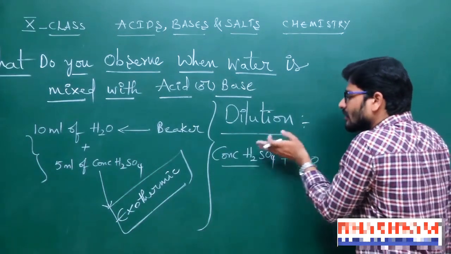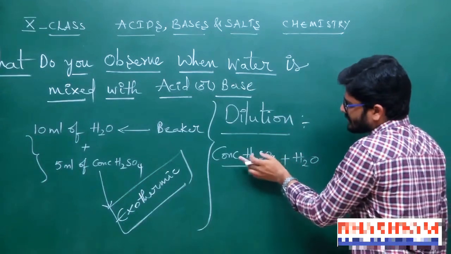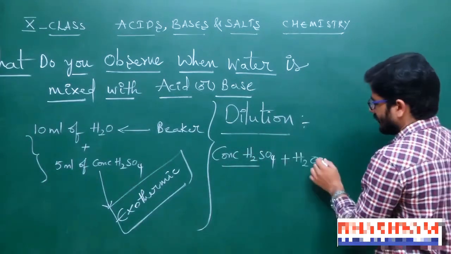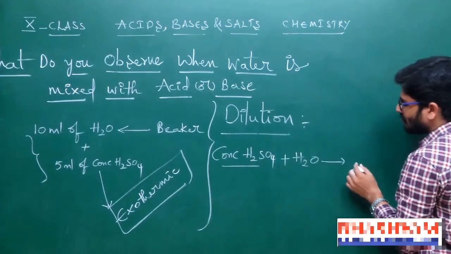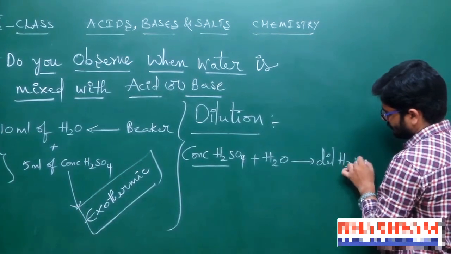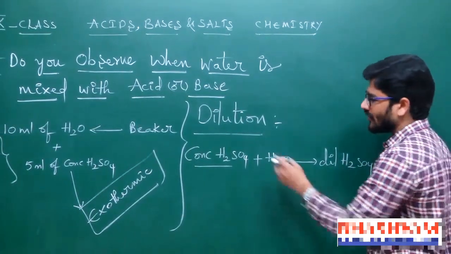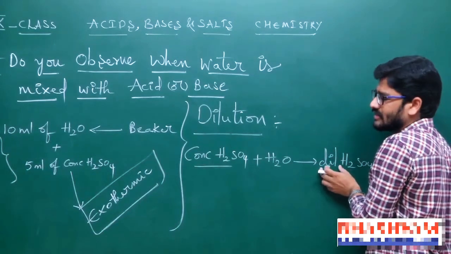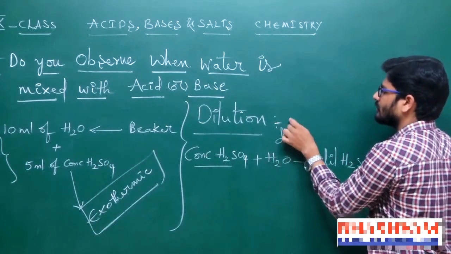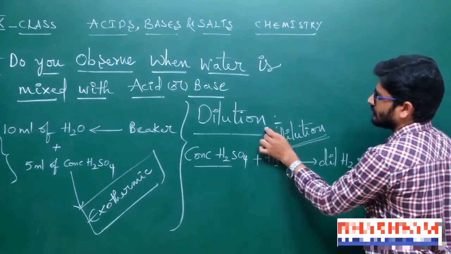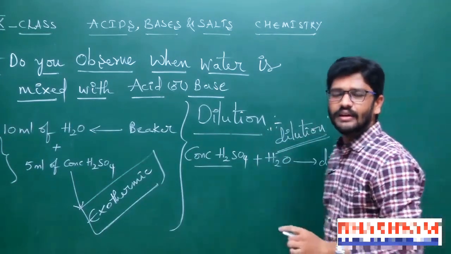We should not add water to concentrated sulfuric acid. Instead, concentrated sulfuric acid can be added slowly to water. Then this concentrated sulfuric acid becomes diluted sulfuric acid. So when concentrated is converted into diluted, that is nothing but dilution.